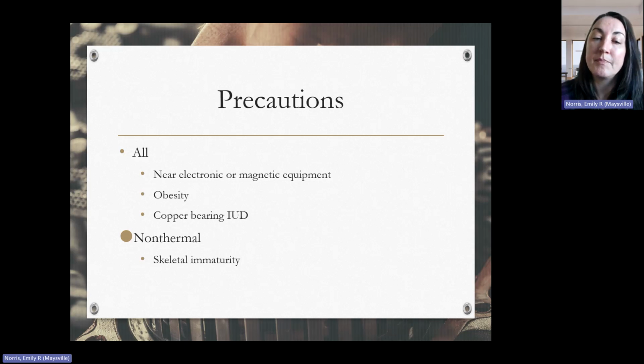And then an IUD, the intrauterine device, like the type of birth control that's implanted into the uterus. If it has copper, you wouldn't want to use it over it, but you also don't want to use it in general over reproductive organs. So I wouldn't use it over that area anyway. And then with the non-thermal, the skeletal immaturity is the same thing as those open growth plates, that you just want to be careful over the open growth plates so that you don't stunt somebody's growth.